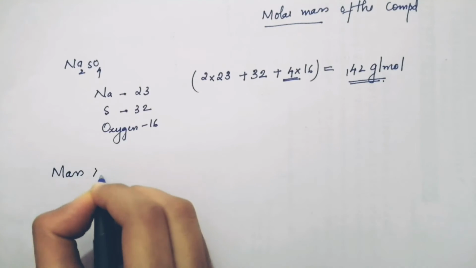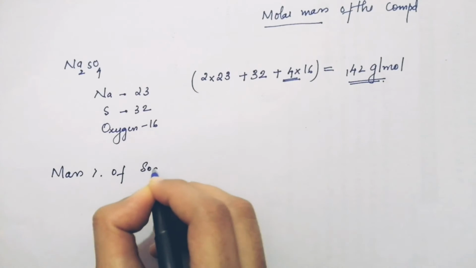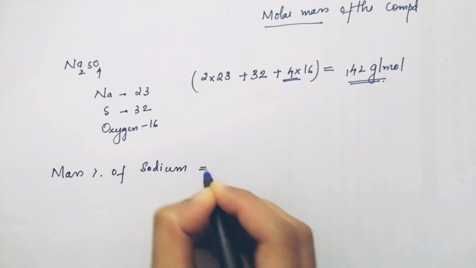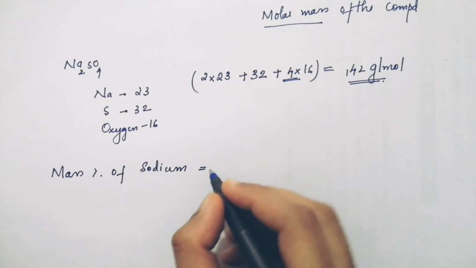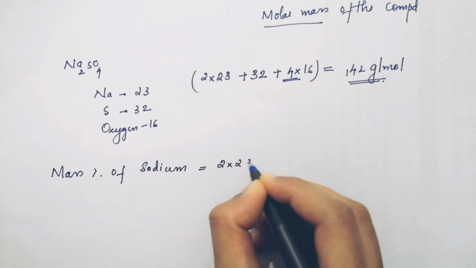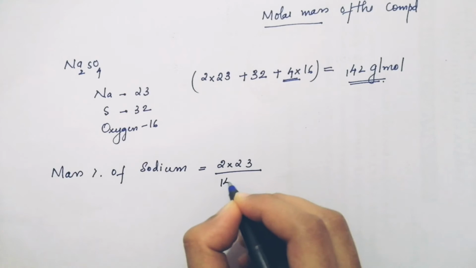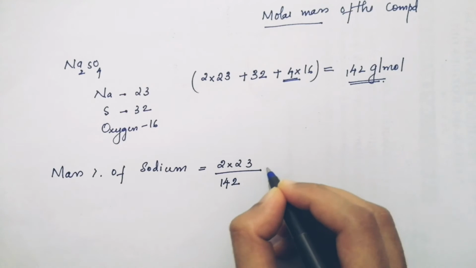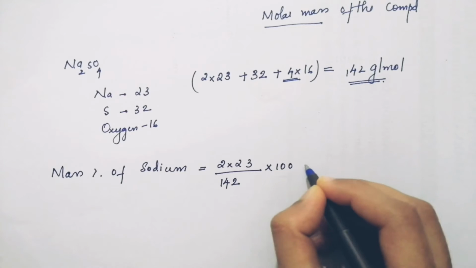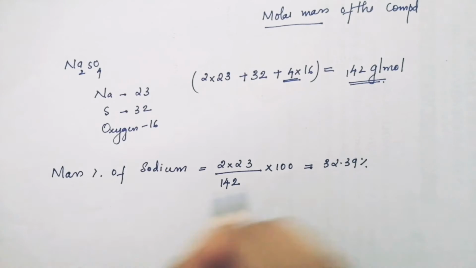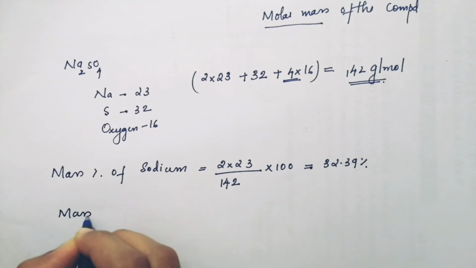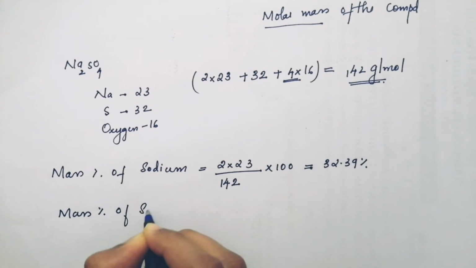Mass percent of sodium, that is mass of sodium in compound. Since we have 2 atoms of sodium, that is 2 into 23 divided by molar mass, which we have already calculated, is 142 into 100. Solving this, we get 32.39%. Similarly, mass percentage of sulfur.